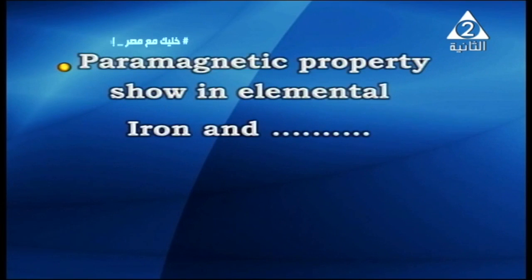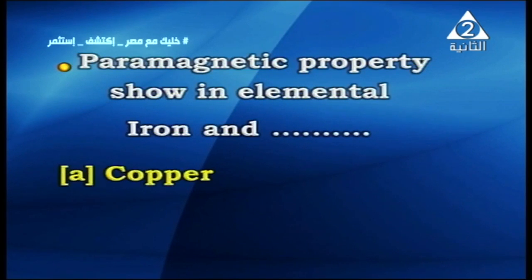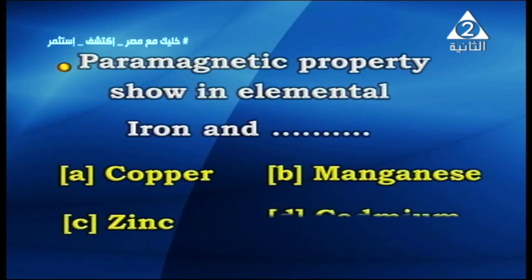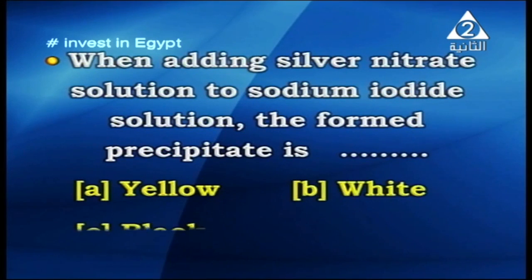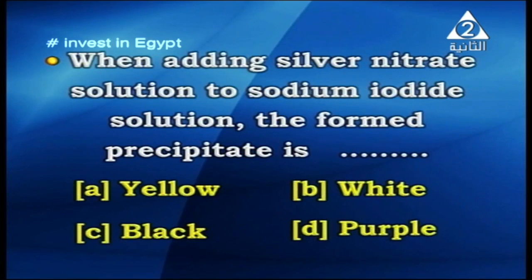Paramagnetic property is shown in the element iron and what? Copper, manganese, zinc, cadmium. If you think about it, yes, it will be manganese. Next point, when adding silver nitrate solution to sodium iodide solution, the formed precipitate is what? Yellow, white, black, purple. If you think about it, yes, it will be yellow.